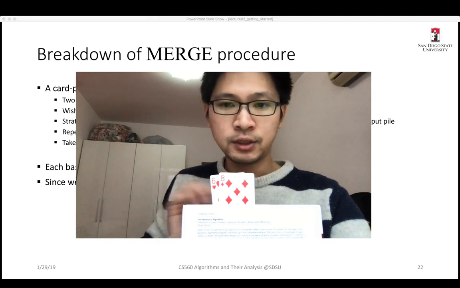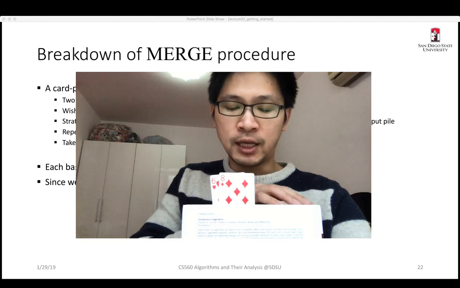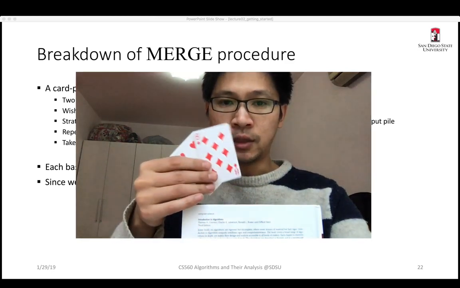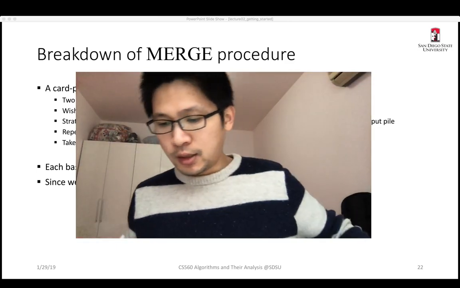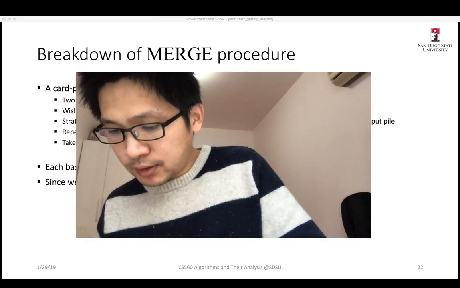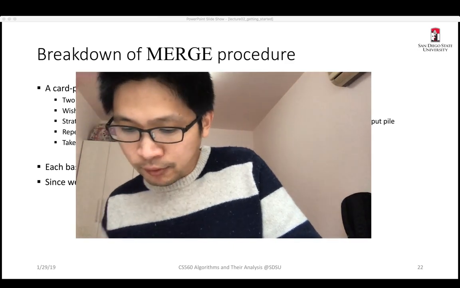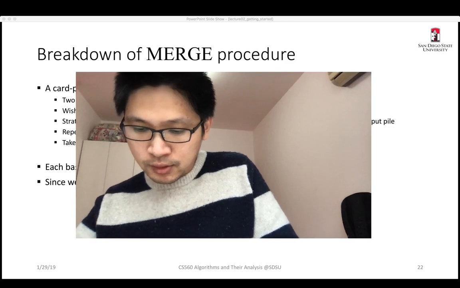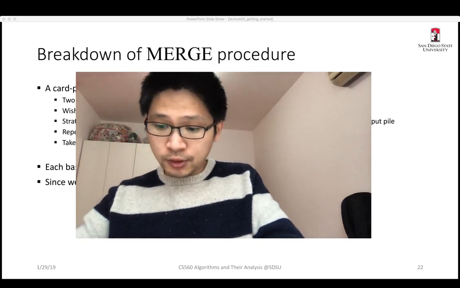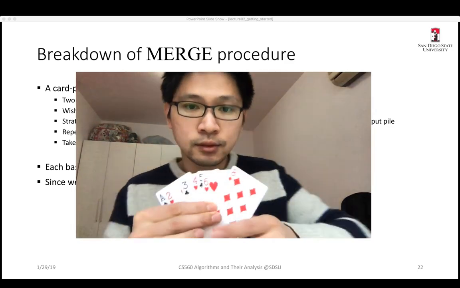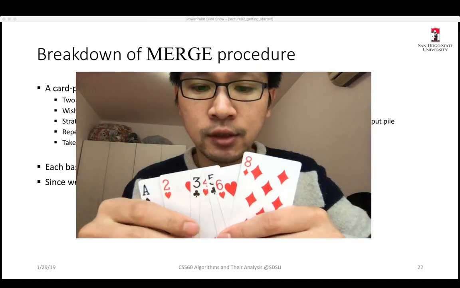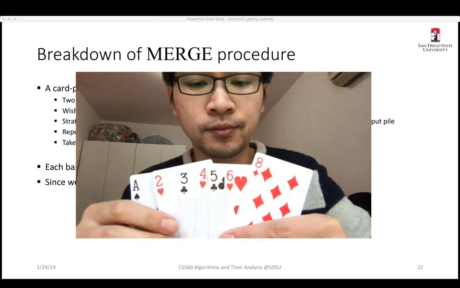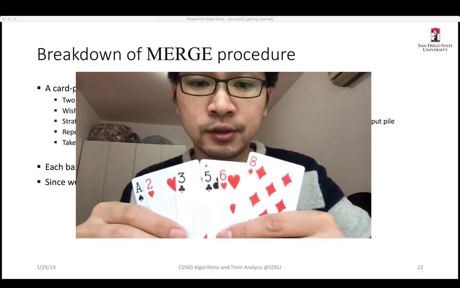So at this point, the input 1 pile is already empty, so we take what's remaining in the second pile and append them to the output. And after we've done this, let's look at our output pile. So they are already in sorted order. So this is the result of merging two sorted piles of cards as inputs.